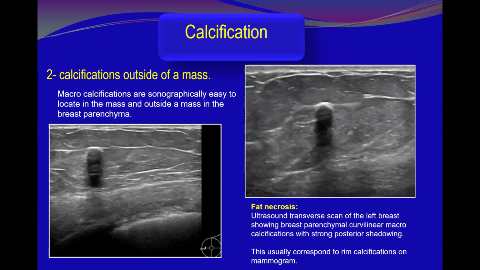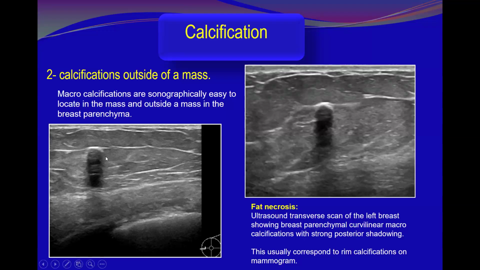Okay, the second descriptor in calcification is calcification outside of a mass. Macrocalcifications are sonographically easy to locate in the mass and outside a mass in breast parenchyma. Okay? It will be easy. Since it is macro, since it is large, causing shadowing, it will be easier to detect wherever, within a mass or outside of a mass.